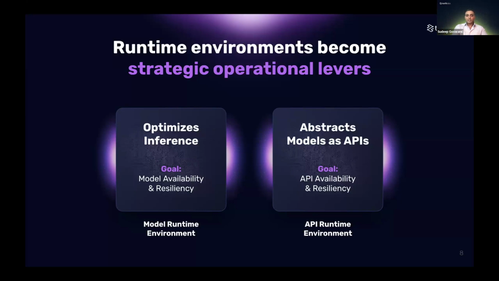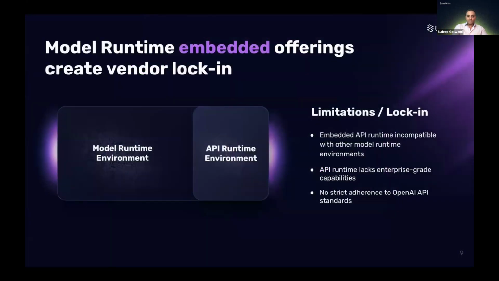The struggles that we have seen users run into is when they purchase solutions or cobble together things where you create this embedded characteristic of the API runtime getting embedded into the model runtime, which ends up creating vendor lock-in. And what this ends up happening, there's probably three big problems, or patterns, that we have seen. One is that this embedded notion creates incompatibility.